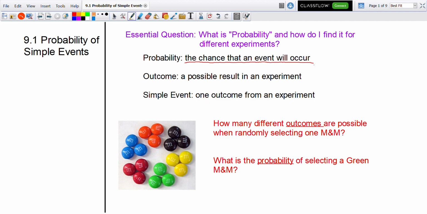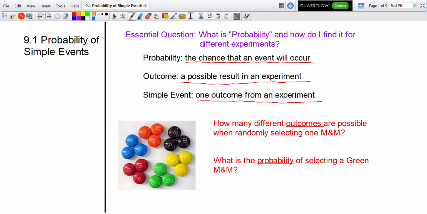An outcome is a possible result of any experiment. So when you flip a coin once, that's an experiment. When you roll a dice, that's one experiment. And a simple event is one outcome from one experiment. So when you flip that coin and it lands heads, that's a simple event, right? The outcome was heads. The experiment was you flipping the coin.